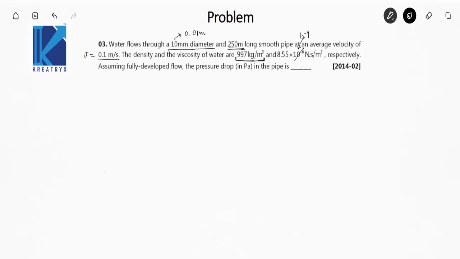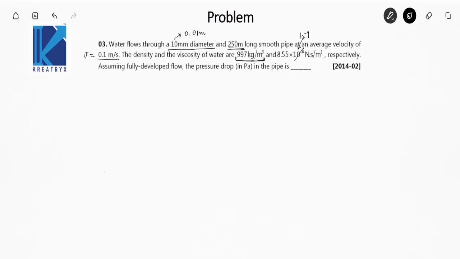It's an error. 8.5 into 10 raised to power minus 4 Newton second per meter square, that is Pascal second respectively. Assuming fully developed flow, the pressure drop in the pipe is, okay, so you have to find the pressure drop in the pipe. First of all, you have to check whether the flow is laminar or turbulent, because nothing has been given that the flow is laminar or turbulent.